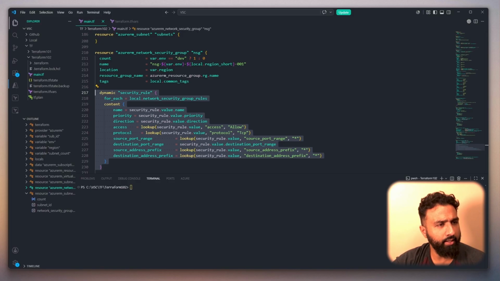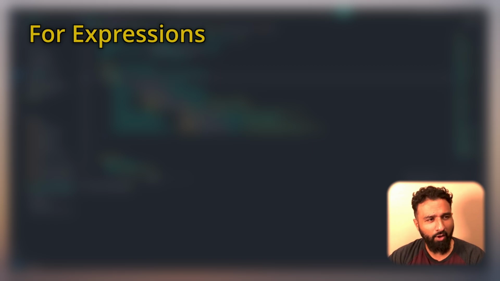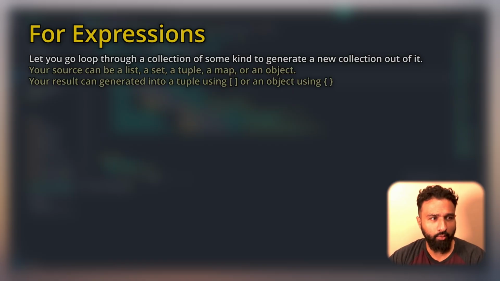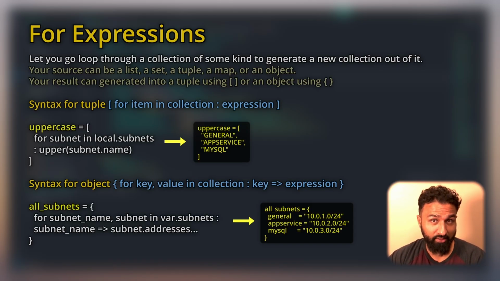Next, let's look at another kind of loop. This time, we won't use a loop to create resources or blocks. We'll use a loop to transform data. And that's where for expressions come in. For expressions allow us to loop over collections and transform data into a new shape. Unlike count or for_each and dynamic blocks, they do not create resources or nested blocks. Instead, they return new values.